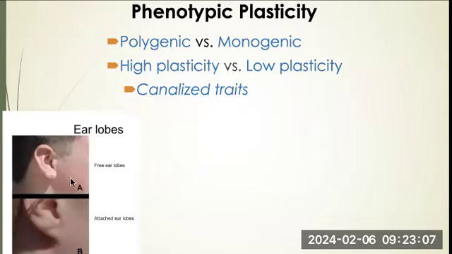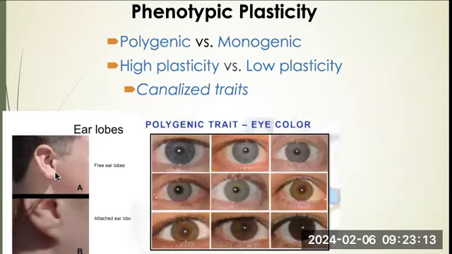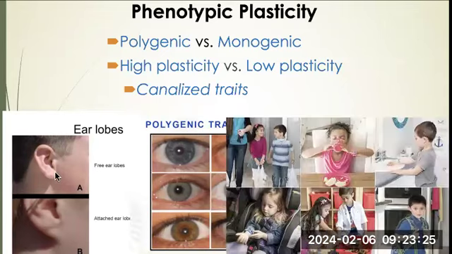So here's a picture of the earlobes. There are free earlobes and attached earlobes. Eye color is considered polygenic, which is why you could have dad with brown eyes, mom with blue eyes, and baby with hazel eyes, right? It could be a number of influences, or even recessive genes coming from the grandparents. What you should know is that there's something called a reaction range.